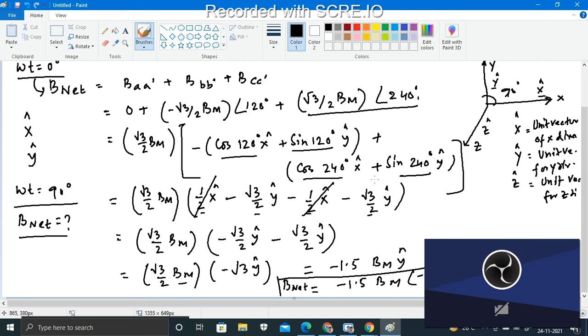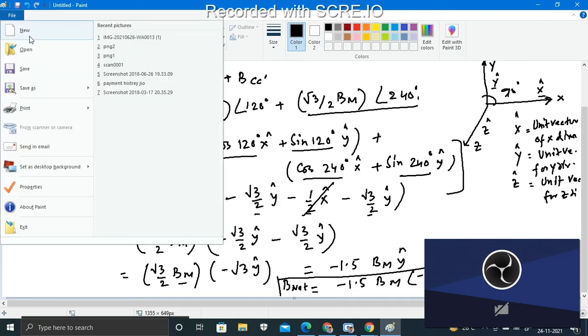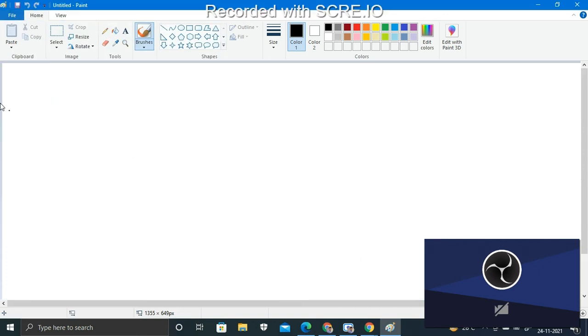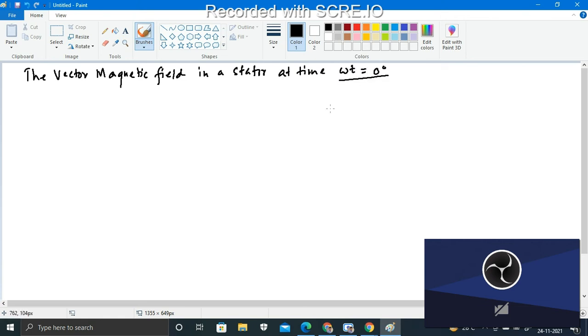Okay, what will be the representation of a vector magnetic field? So we have to draw these things. If I draw this, we have to draw the vector magnetic field in a stator at time omega t equals 0 degrees. So for that case, how could I draw?